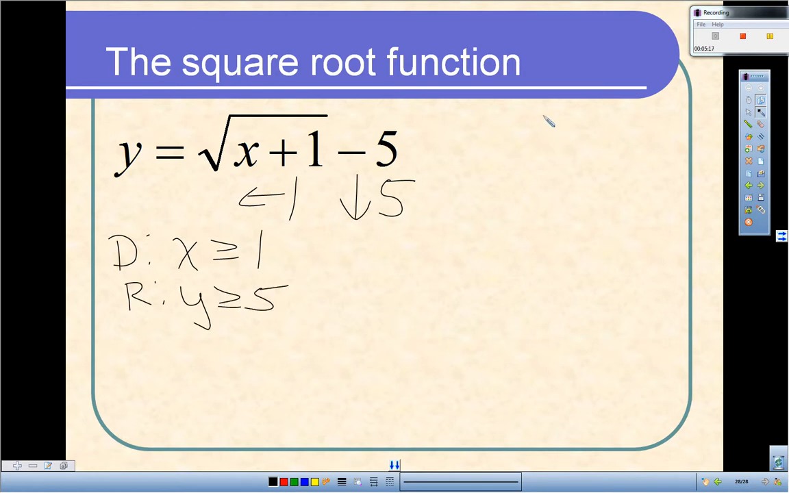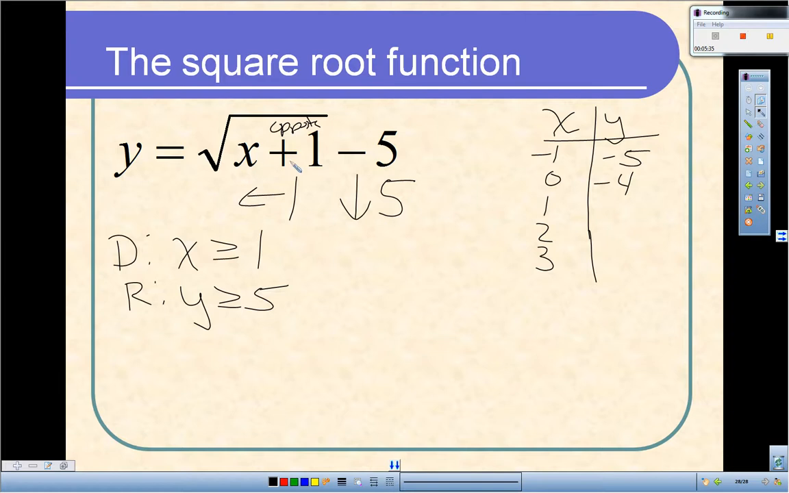Alright, so when I graph this, I'm going to have x and y, and I'm just going to, remember, do opposite. So I'm going to have negative 1, 0, 1, 2, and 3. If I plug in negative 1 plus 1 is 0, square root of 0, 0, 0 minus 5 is negative 5. If I plug in 0, 0 plus 1 is 1, square root of 1 is 1, 1 minus 5 is negative 4. If I plug in 1, 1 plus 1 is 2, the square root of 2 is about 1.4. 1.4 minus 5 will be negative 3.6.